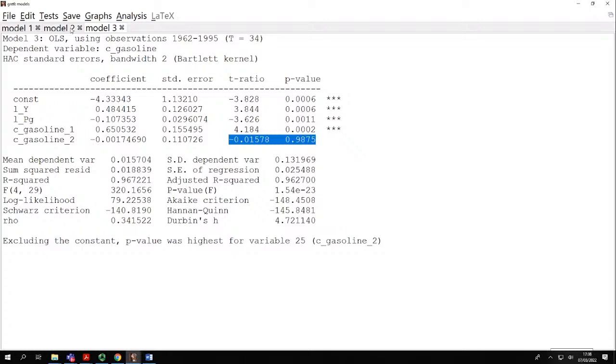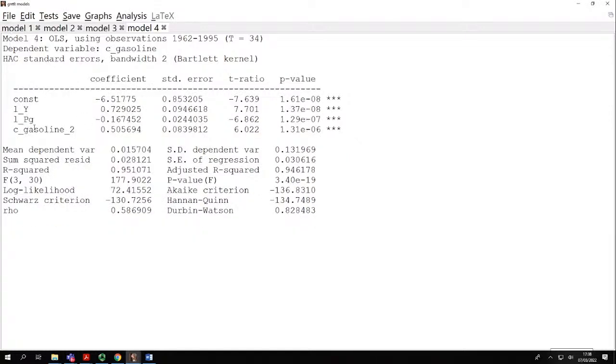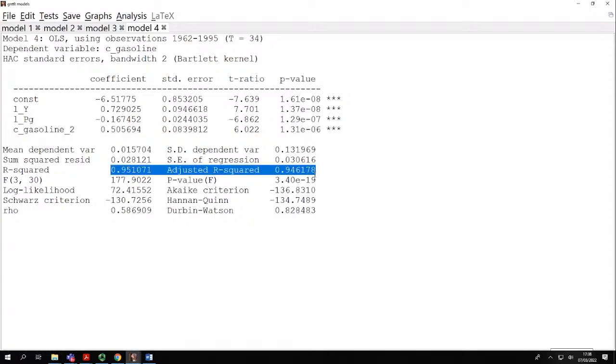So I modify the model again. I kill consumption at time t minus 1, so I leave consumption at t minus 2. I estimate it, and apparently the R squared is still quite high, and so on.